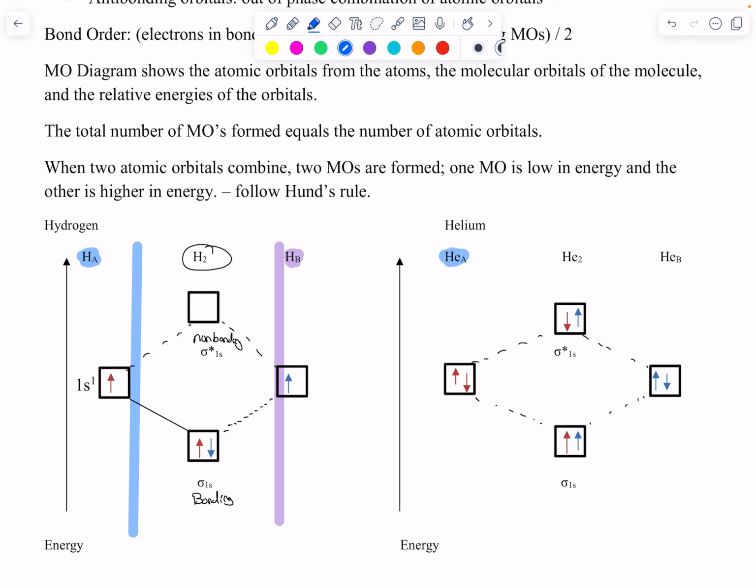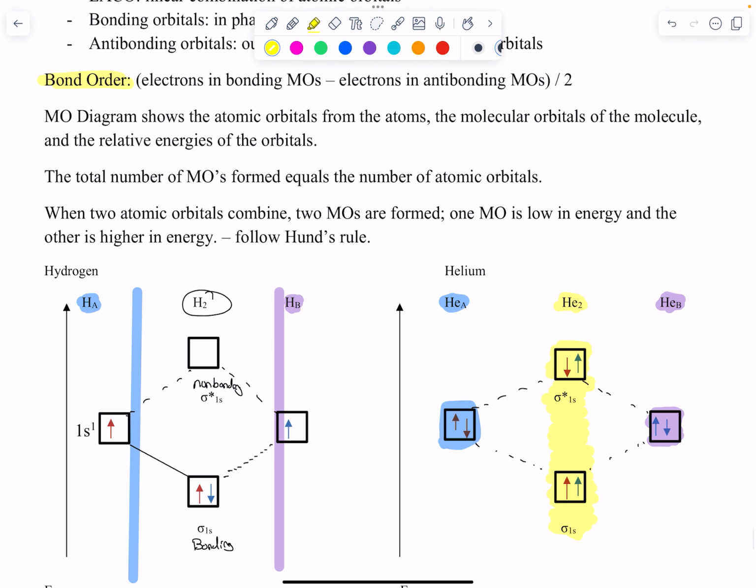Helium A, and this is helium A's orbital. You have helium B, and helium B's orbital. Then you have the bonded one, He2, and these are He2's orbitals. You got a bonding and anti-bonding. And up here it talks about the bond order. The bond order is the electrons in bonding molecular orbitals, which for helium is 2, minus electrons in antibonding orbitals, which is 2. 2 minus 2 would be 0, divided by 2, which is 0. So He2 does not exist.